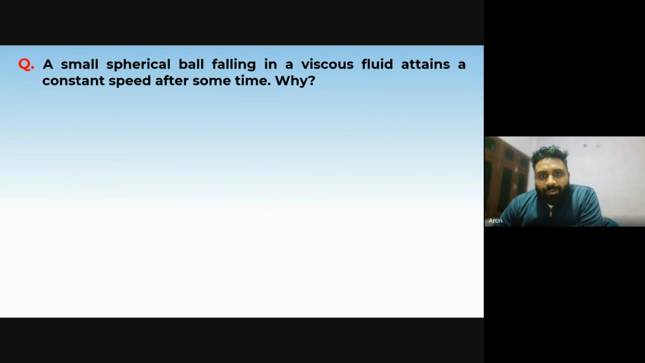A small spherical ball falling in a viscous fluid attains a constant speed after some time. Why? As soon as you take a viscous fluid and drop a metallic ball into it, initially it will accelerate, but as it moves lower and lower, it will become a constant velocity profile. It will start moving with constant velocity. How is it possible and why is it possible? Look, I will tell you the whole story behind it.